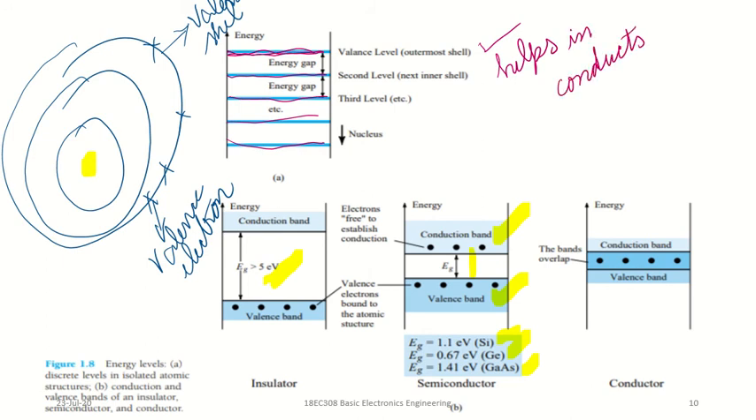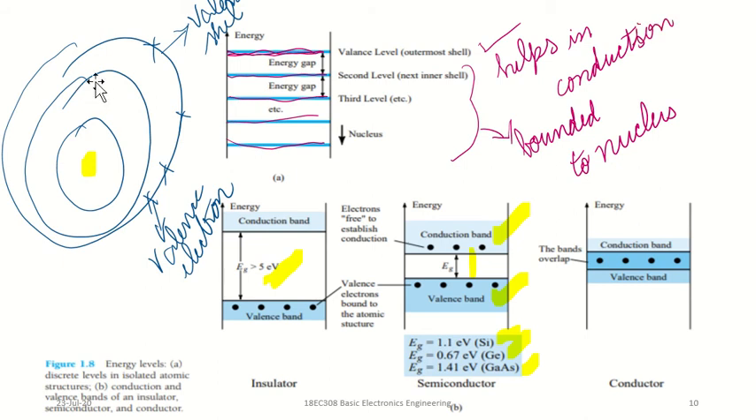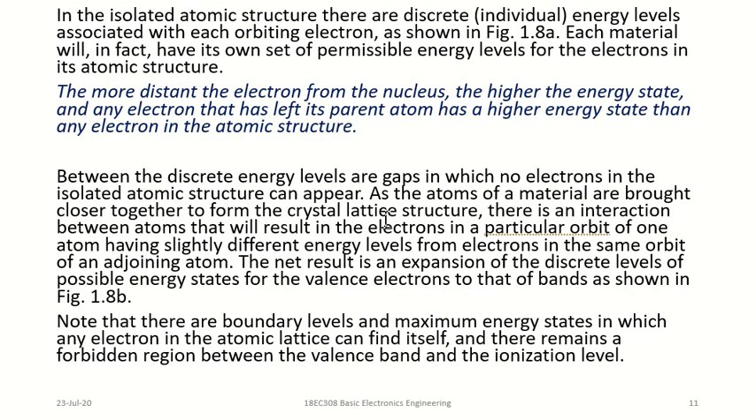Innermost shells are closely bound to the nucleus. All the remaining shells are bound to the nucleus. Outermost shell helps in conduction, and the energy level of the outermost shell is the maximum. Those points you have to know. The more distance of the electron from the nucleus, the higher the energy state, and any electron that left its parent atom has a higher energy state than the electron in the atomic structure.